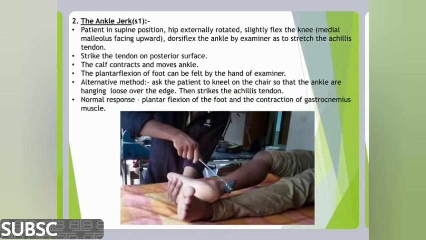Second lower limb reflex is ankle jerk. Patient will be in supine position, hip externally rotated, slightly flex the knee, and dorsiflex the ankle by the examiner so as to stretch the Achilles tendon. You will slightly flex the knee, the medial malleolus will be facing upward, then strike the tendon on posterior surface. The calf will contract and move the ankle. The plantar flexion of foot can be felt by the hand of the examiner. Its alternative method is to ask the patient to kneel on the chair so that the ankles are hanging loose over the edge, then strike the Achilles tendon. The normal response is plantar flexion of the foot and contraction of gastrocnemius muscles.